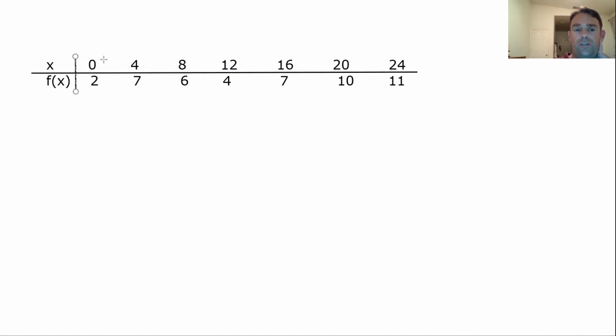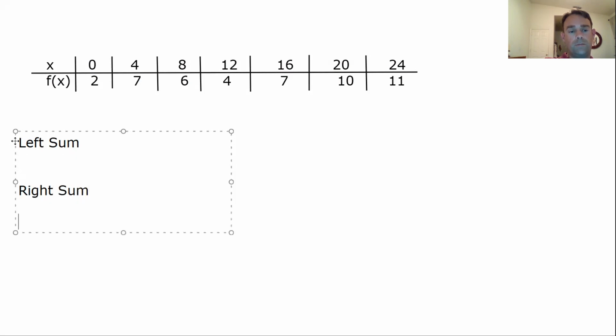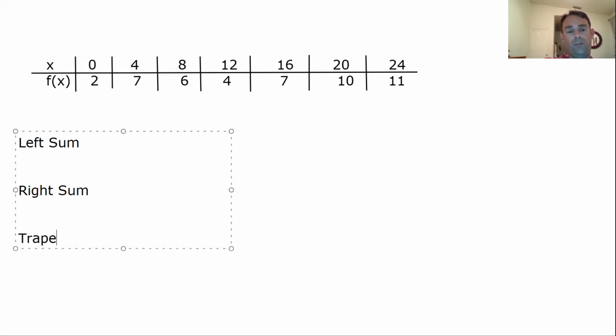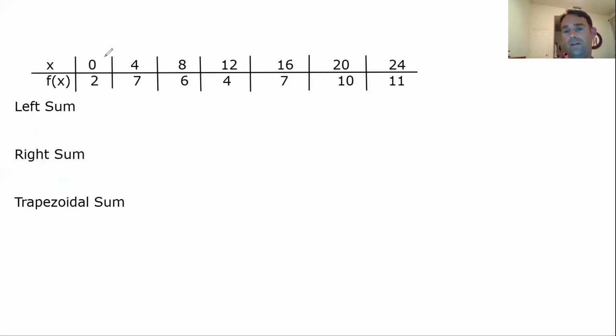Actually, before I go over that other type of sum, I'm going to have you guys go ahead and do your left sum, right sum, and trapezoidal sum again here. Let's make sure we fully have this. Left sum, right sum, and trapezoidal sum. All right, friends, go ahead and try this one real quickly. Pause the video and get it done. All right, here you go.